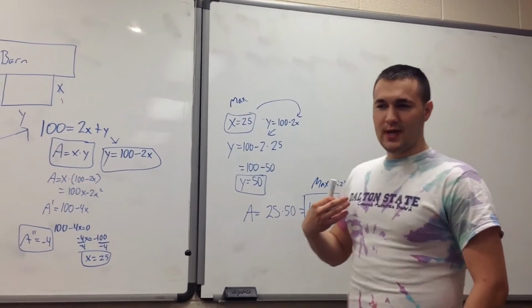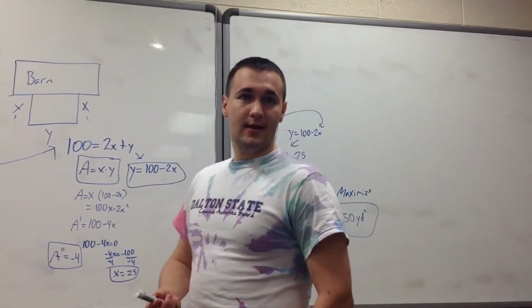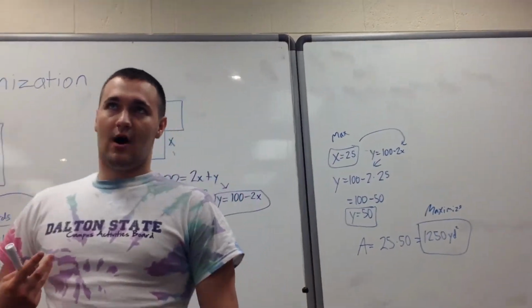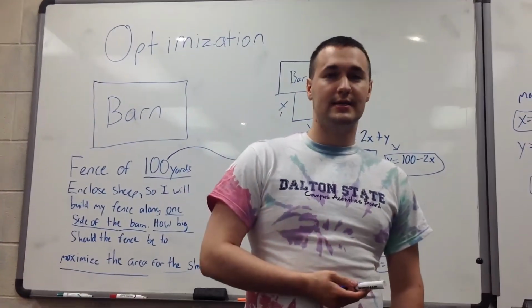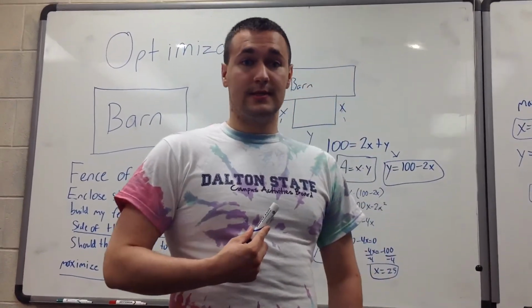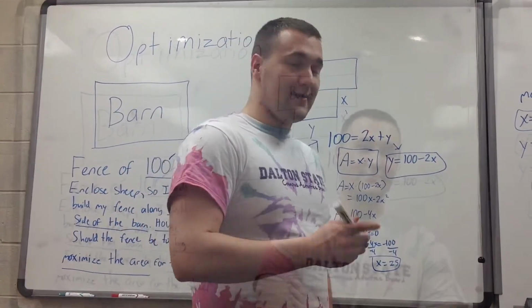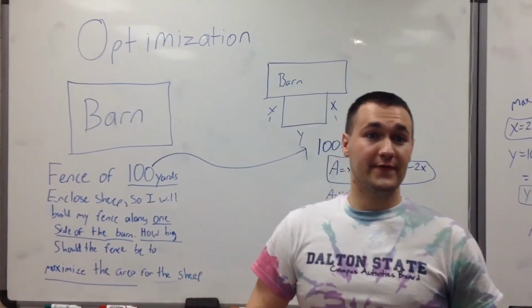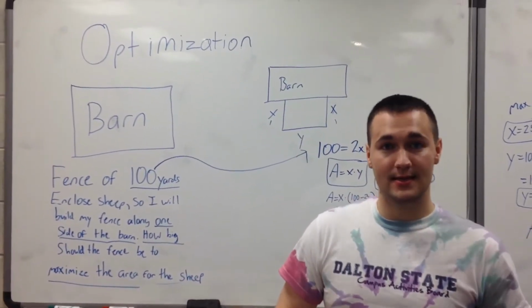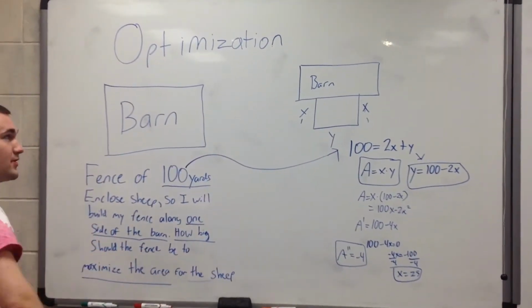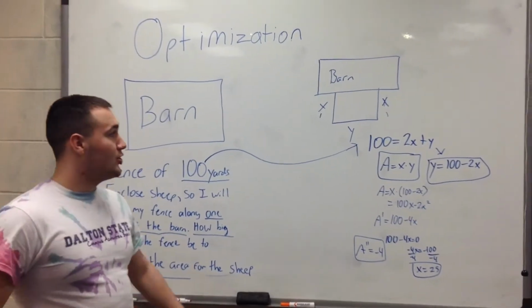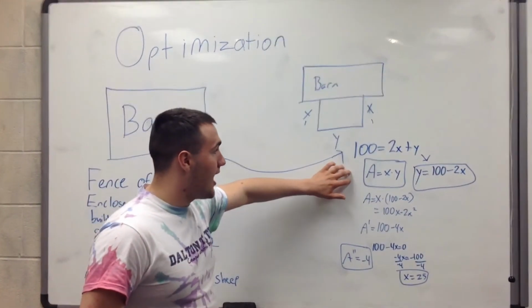Like I said, you can use optimization for many things, many different optimizations, for cost or for how much you need. Alright, so just an overview of everything that we did. Remember, we're doing optimization, we're trying to maximize the area for the sheep. Your area formula was X times Y.